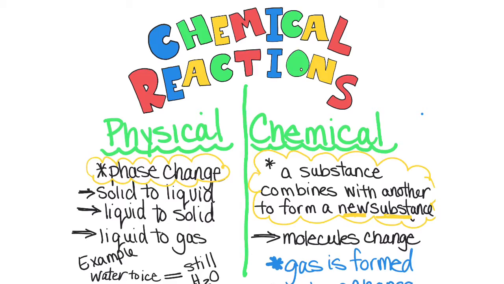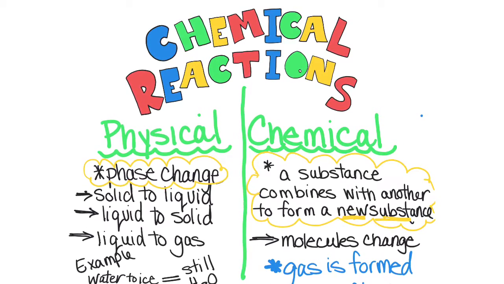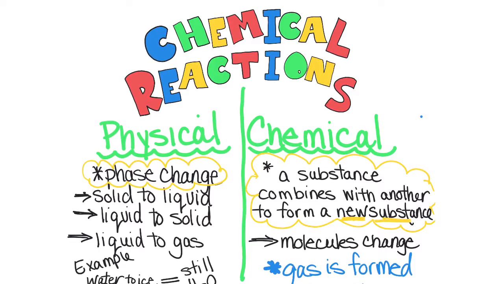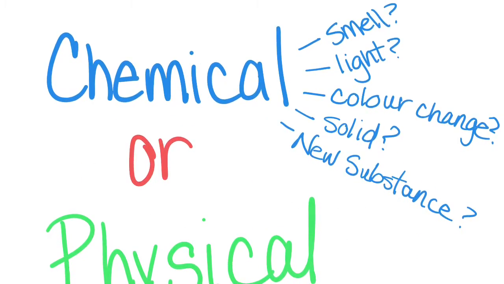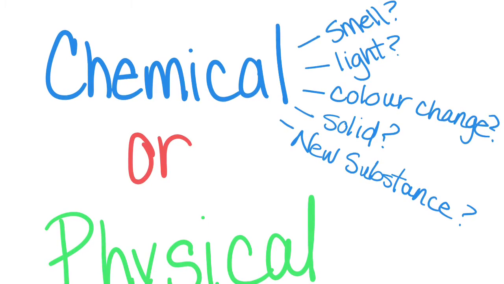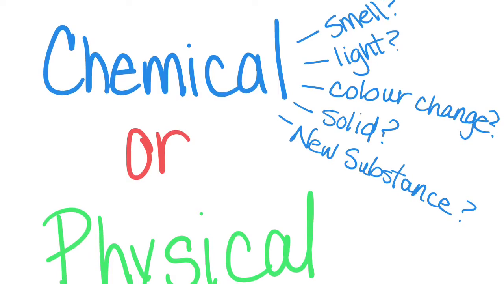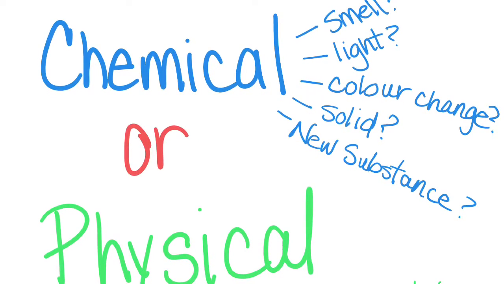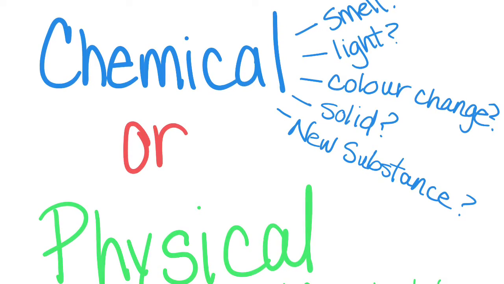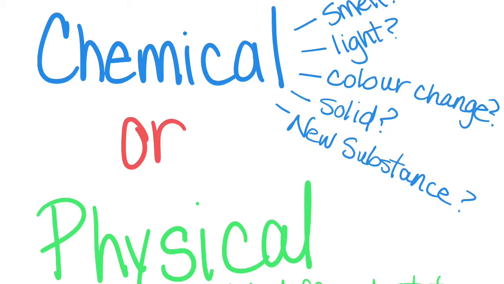So for instance, gas might be formed, or the smell might be different. There might be a difference in the light. Maybe light comes into it. There's a color change. It becomes a new substance. These are things that happen when we are going to be looking at these. Some of these are just physical reactions and some are actually chemical reactions.